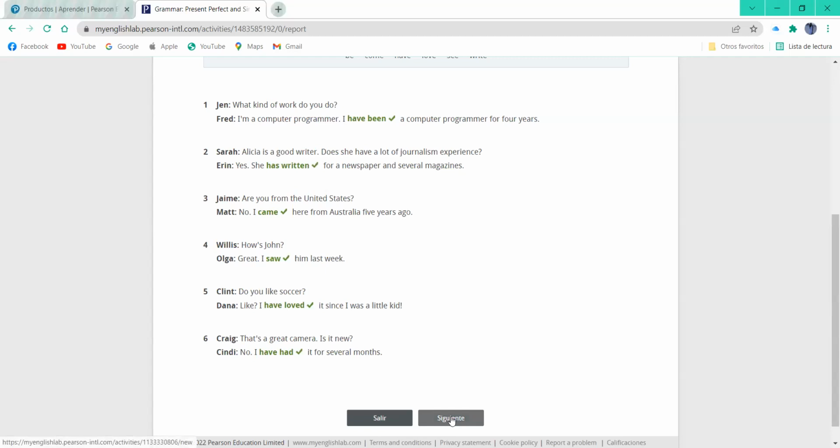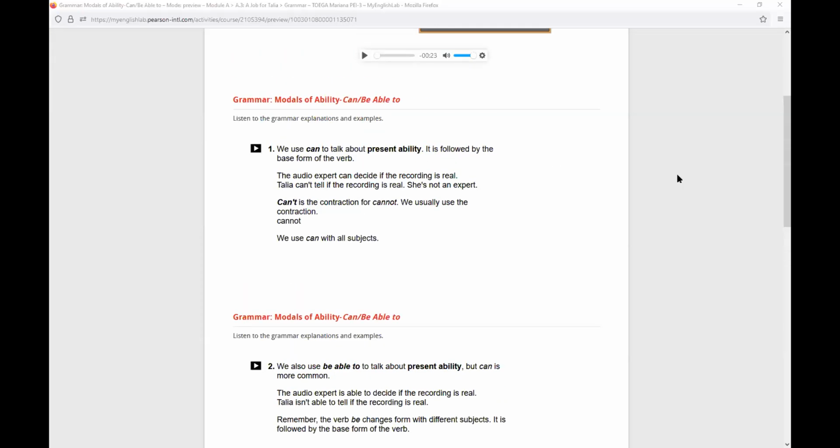Ahora, a ver, now I will share you my screen and we will see the second grammar. So in the second grammar, we have modals of ability. Vamos a ver estos modals. Hablamos sobre abilities. Modals of ability. Modales que nos permiten hablar sobre habilidad.